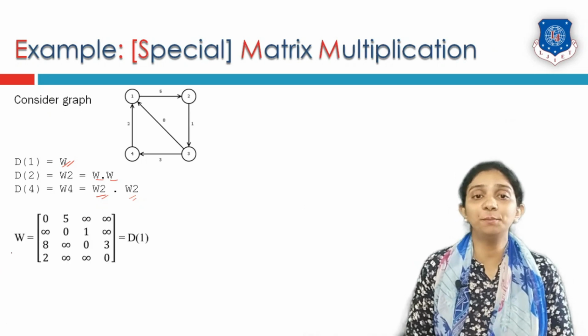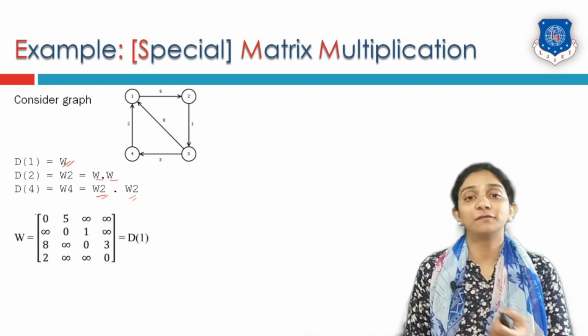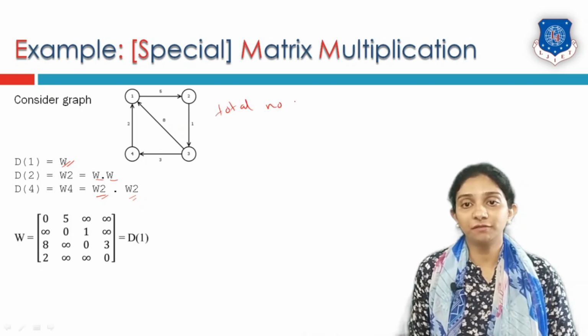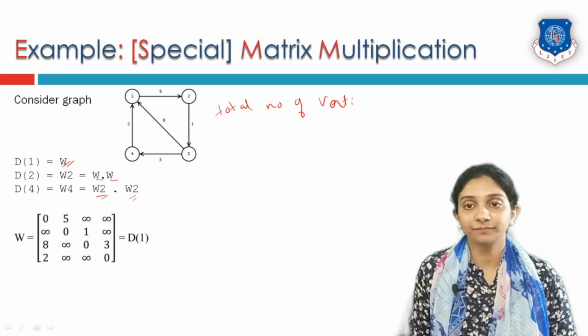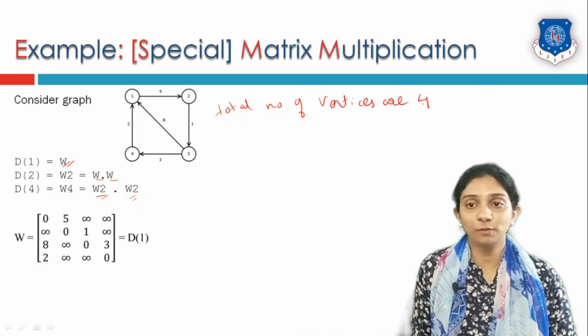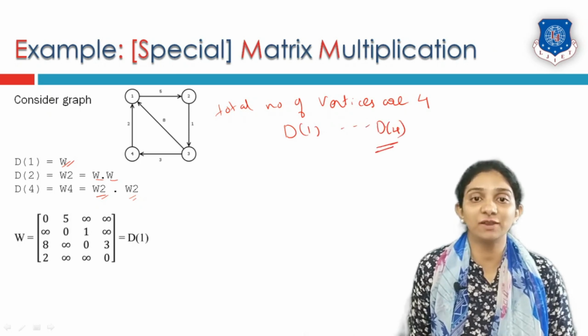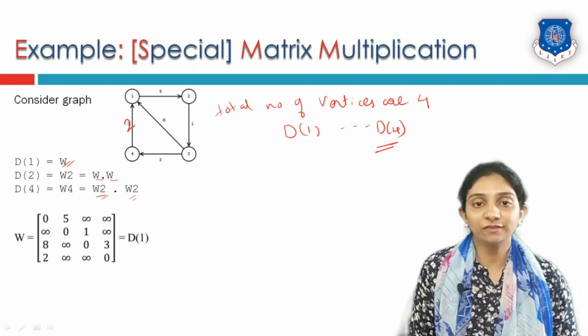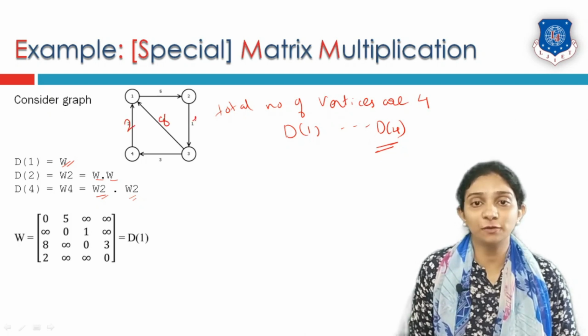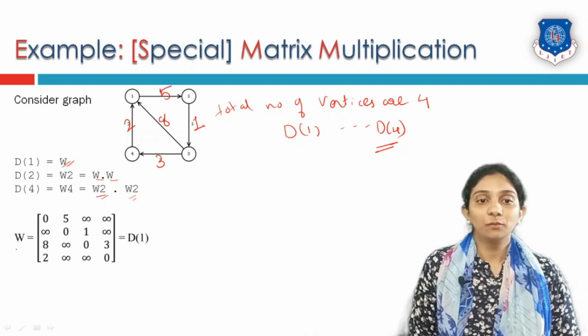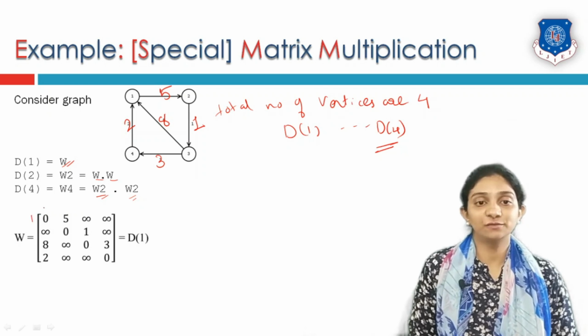Let us start and compute all pair shortest path for the given graph. Here the total number of vertices is 4. So we will start from D1 and go up to D4. This will be our final all pair shortest path matrix. Let me write down the weights much bigger so it will be easier for you to look at. This is 5 and this is 3. The weight matrix is created as this, with vertices 1, 2, 3, 4.